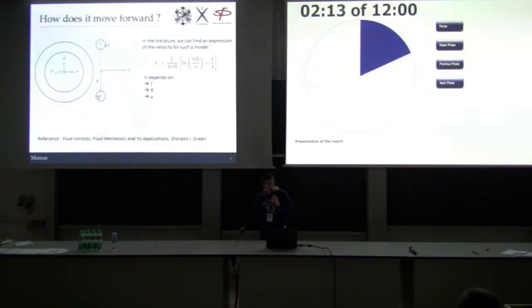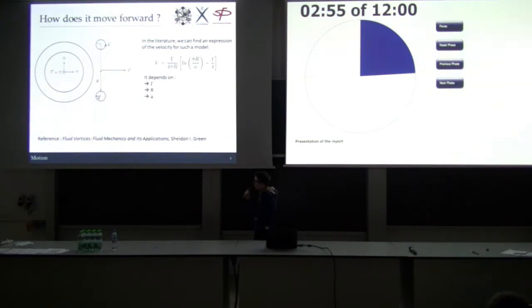The first question is, how does it move forward? If we have this model, in the literature we can find an expression of the velocity for such a model, which is this expression. What can we see on this expression? It depends on the circulation gamma. That is to say that the vortex ring moves forward thanks to the circulation gamma, that is to say, thanks to the fluid that is swirling around a torus section and which induces a translational velocity v. We can also notice that it depends on the big radius R of the torus and the little radius a.